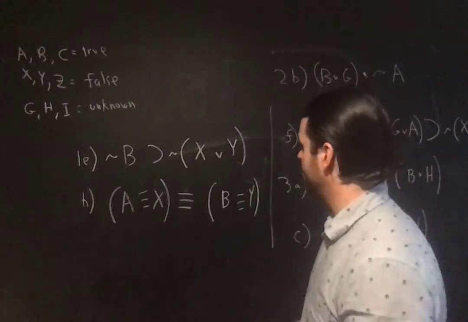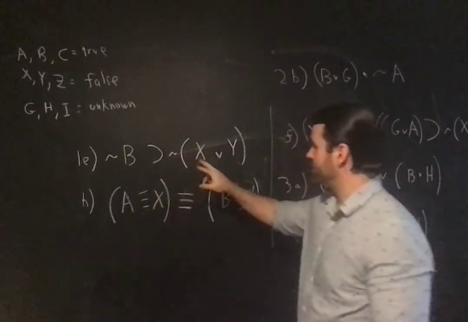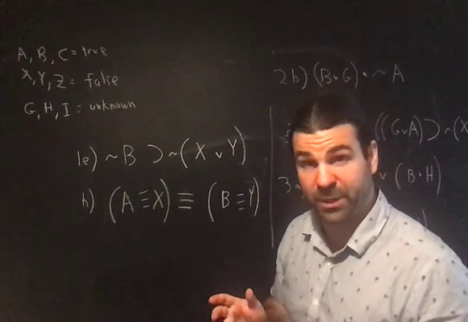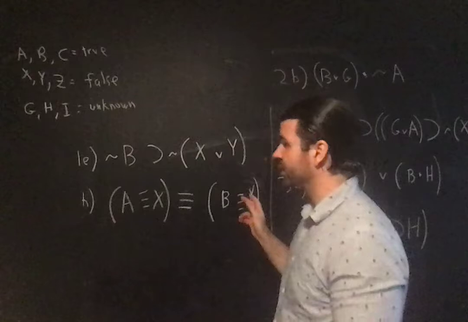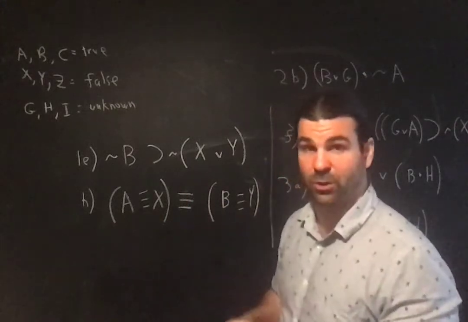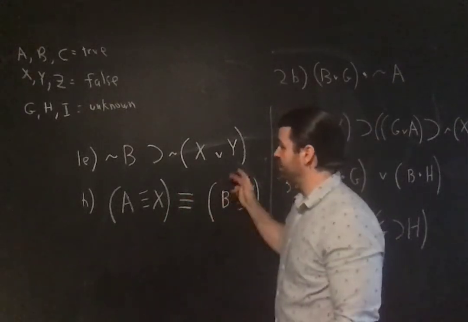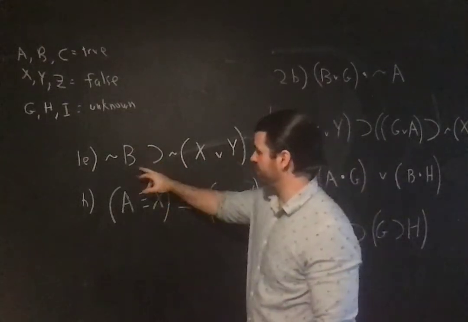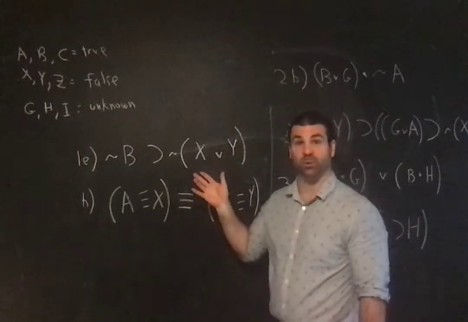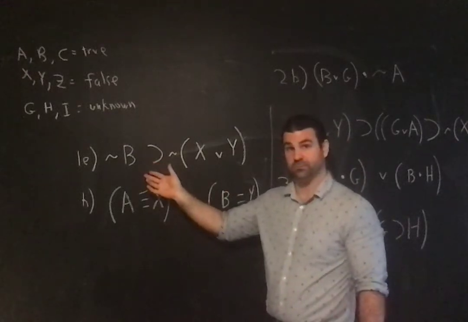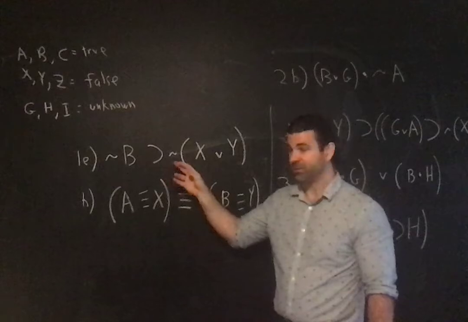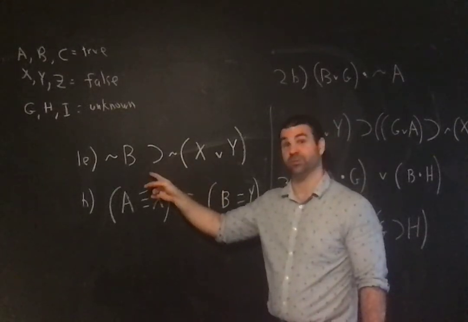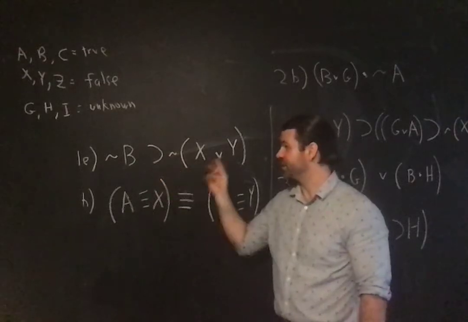So 1E here, you've got not B, hook, not brackets X or Y. Ask yourself what the major operator is. You should learn to be able to see it straight away. The major operator here is a conditional. It's not B, hook, this. It's a conditional where the antecedent is a negation and the consequent is a negated disjunction.